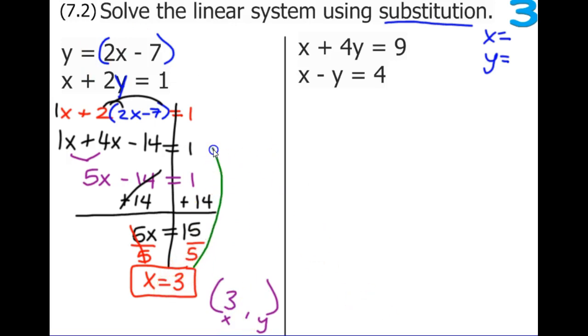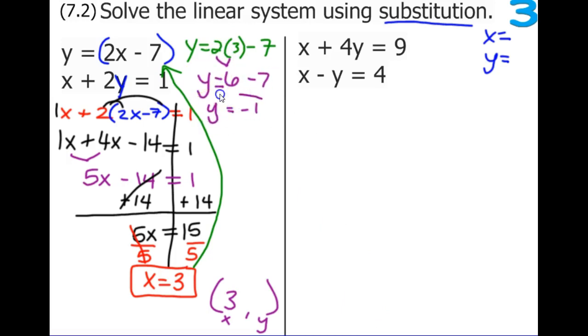I'm going to plug it back in to the first equation. If you want to use the second one, that's fine too. So it says y equals 2 times x, which is 3, and then minus 7. Well, 2 times 3 is 6. So 6 minus 7 is negative 1. So I know now y is negative 1.